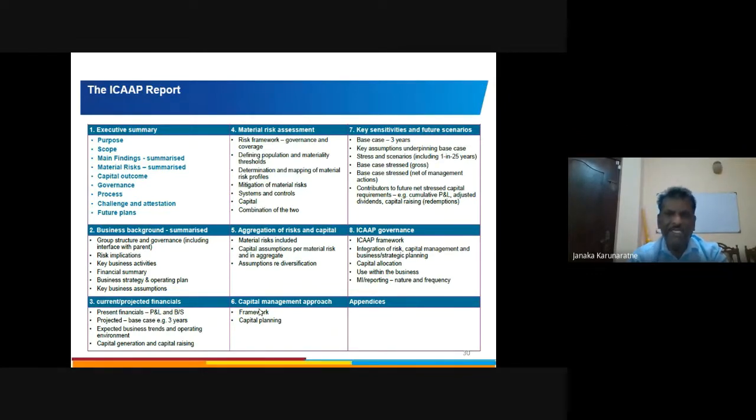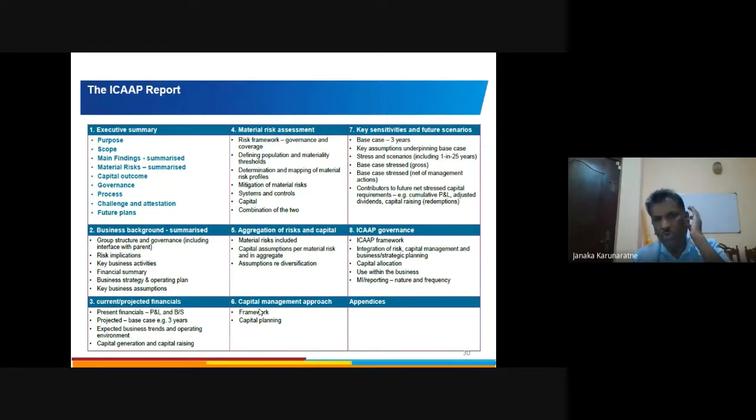So I have highlighted about 8 components, or 8 chapters, that generally you should look at in an ICAAP report. The first chapter is the executive summary of all the rest of the chapters, including the purpose of the report, scope, the main findings, the material risks, capital outcome, the governance structures, the processes, challenges, and the future plans. So that gives a summary of the rest of the chapters.